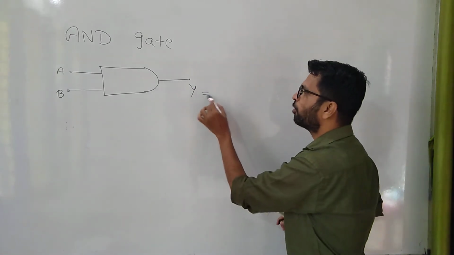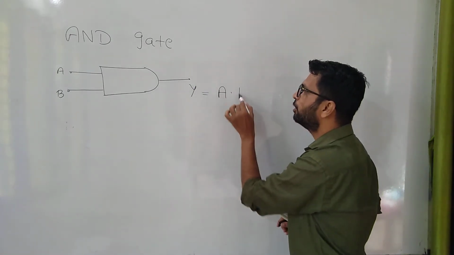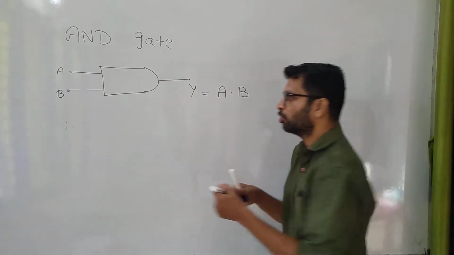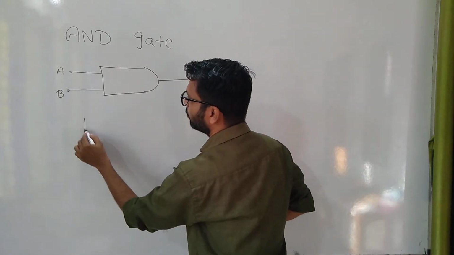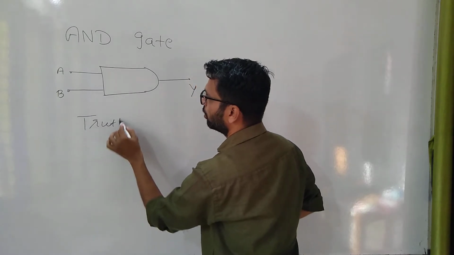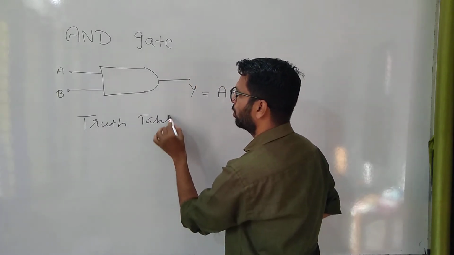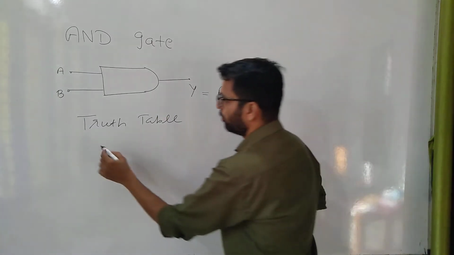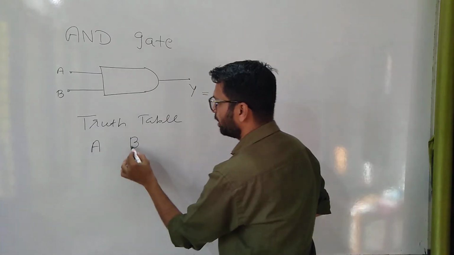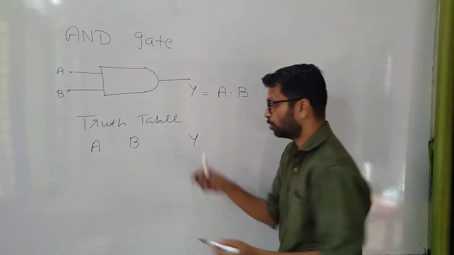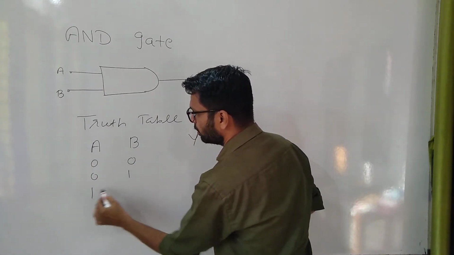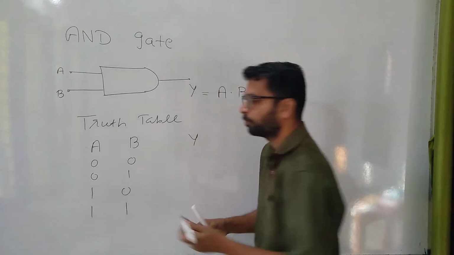The Boolean equation for the AND gate is A dot B, which is multiplication. After that we will write down the truth table. In that truth table we will write the inputs A and B, then the output Y. So again 0 0, 0 1, 1 0 and 1 1.